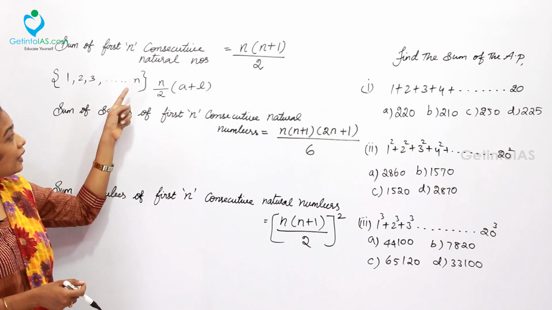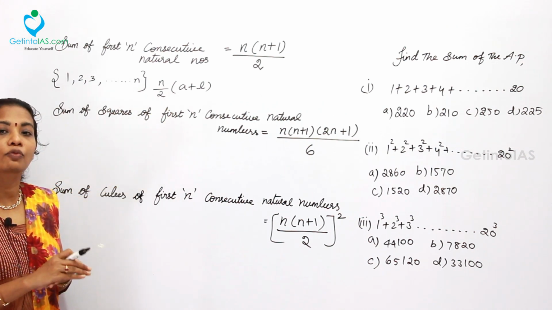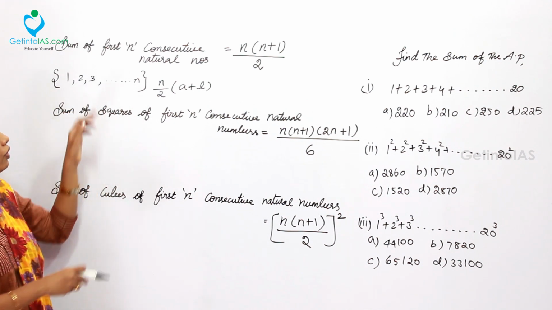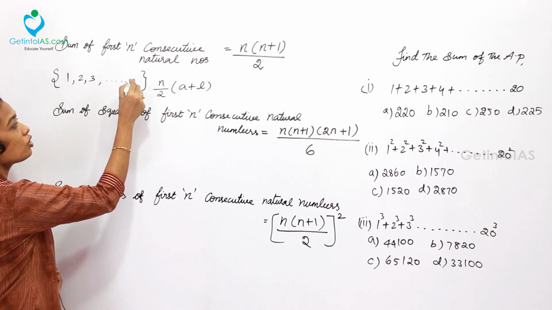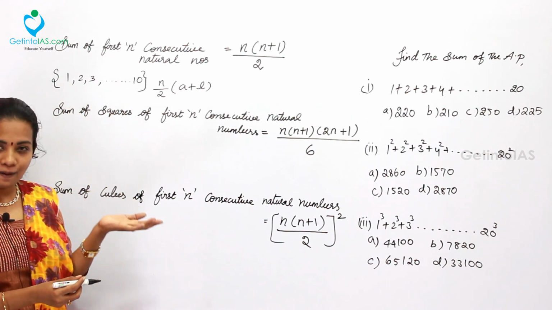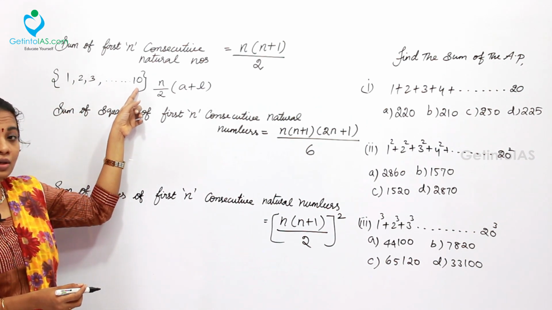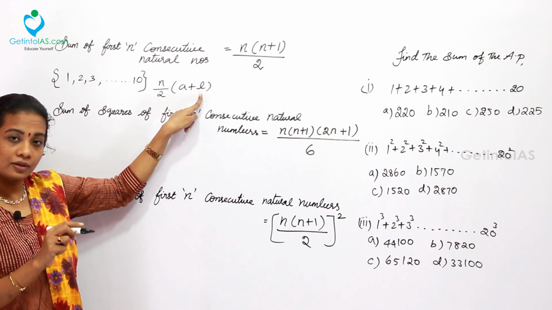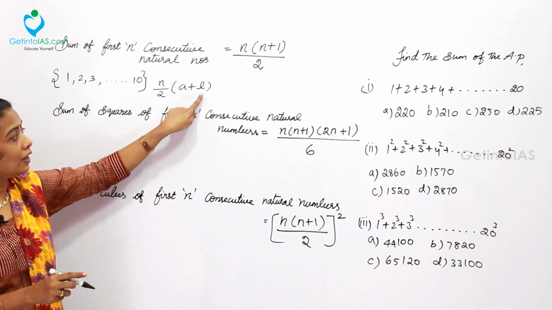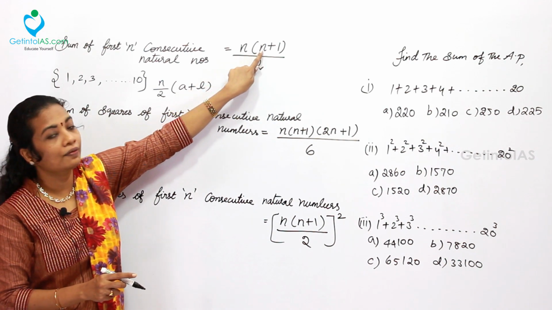But here n and L will become the same. Why? Because all are the consecutive next numbers. Say for example, if n is 10, how many terms will be here? 1 to 10, there will be 10 numbers, right? So the last term is also n, that is 10. n is also 10. So instead of taking L, we have taken n.